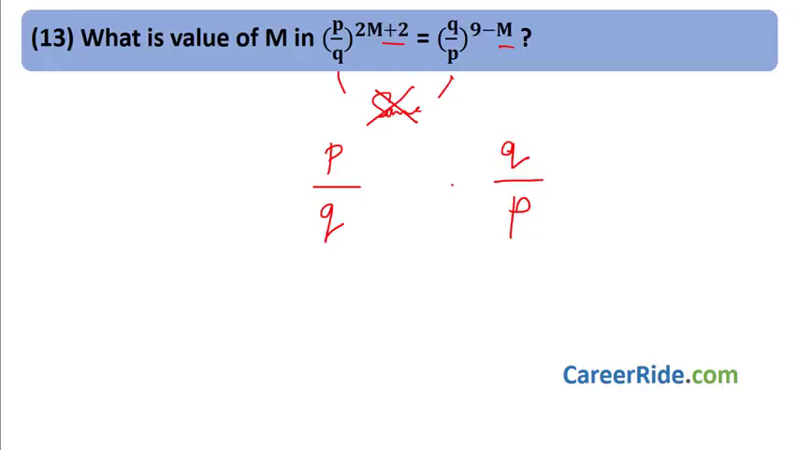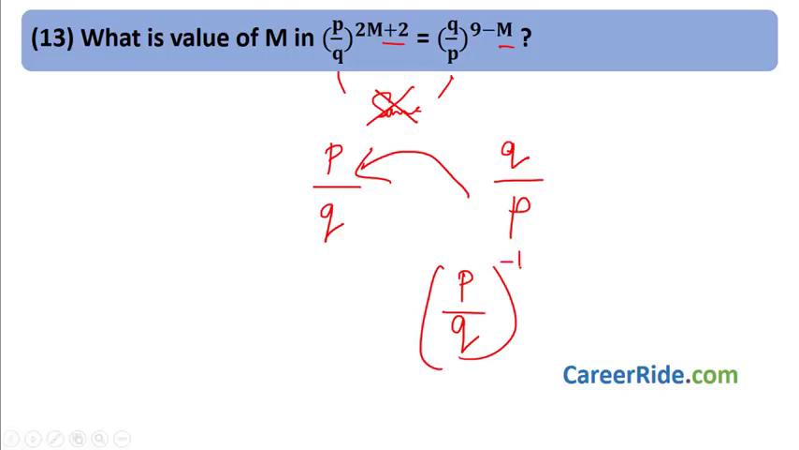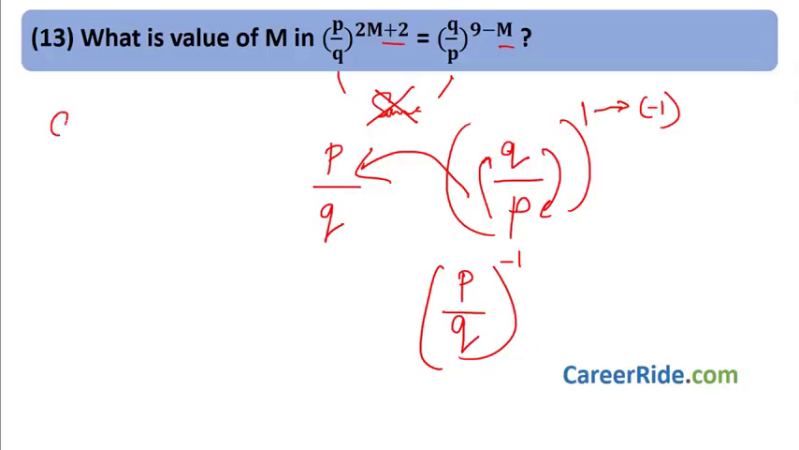Yes, there is a very easy trick. If we have the base exactly opposite, like here it is p by q, so the other base is exactly inverted, q by p. If we want to convert this into this, very easily we can write p upon q raised to minus 1. If we invert it, take this over here, this is raised to 1. So this 1 will get converted to minus 1. Why? Because say we have a raised to 2, then if we have a raised to minus 2, we write it as 1 upon a raised to 2.